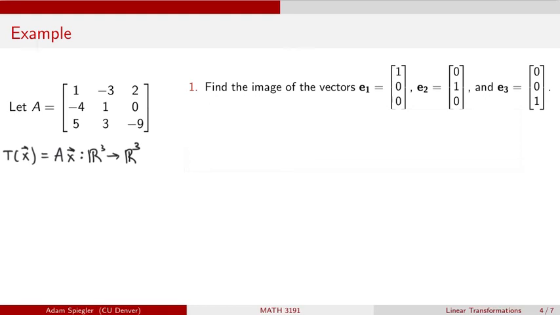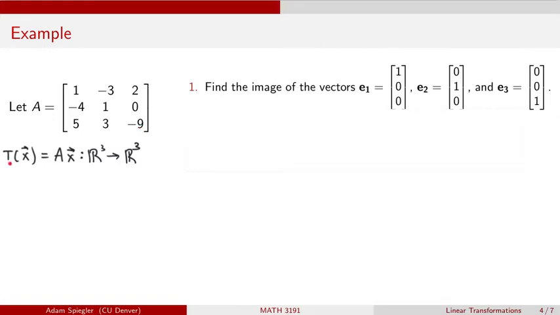Okay, so let's consider the following example. Let's consider map T, transformation T, which is mapping from R3 into R3, and it's defined by this matrix A above, which has column 1, which is 1, minus 4, 5. Column 2 is minus 3, 1, 3, and then the last column is 2, 0, minus 9.